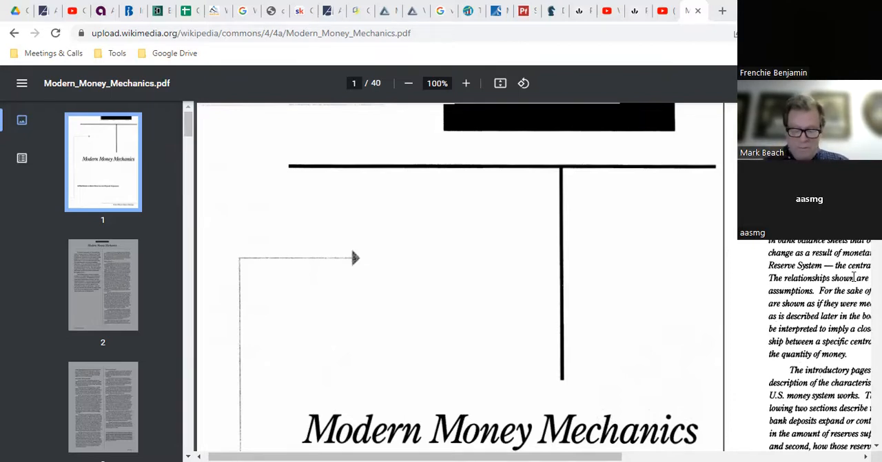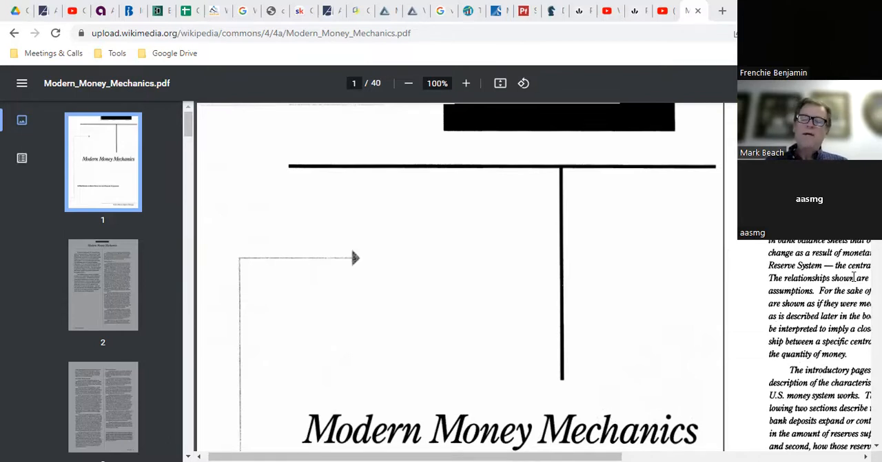Because they start out by defining what money is, and then they start discussing the money supply. You've heard references in the past to the M1 supply, the M2 supply. Those are different definitions of the money supply. And then later on, they go into how money is created.